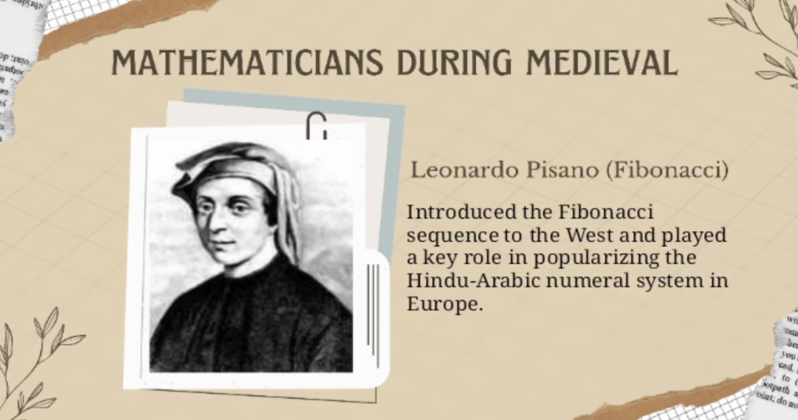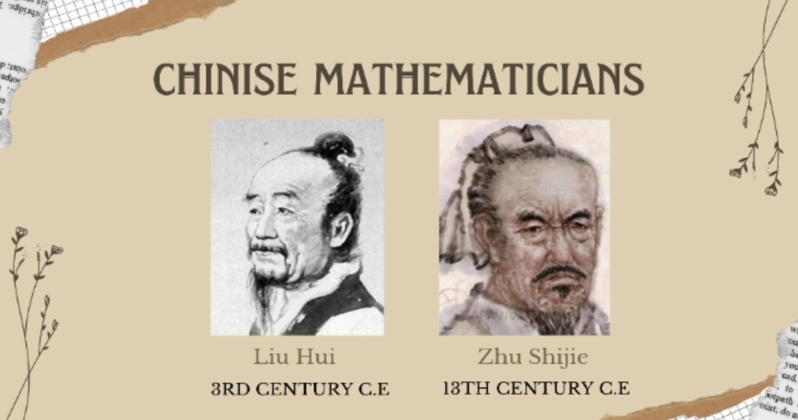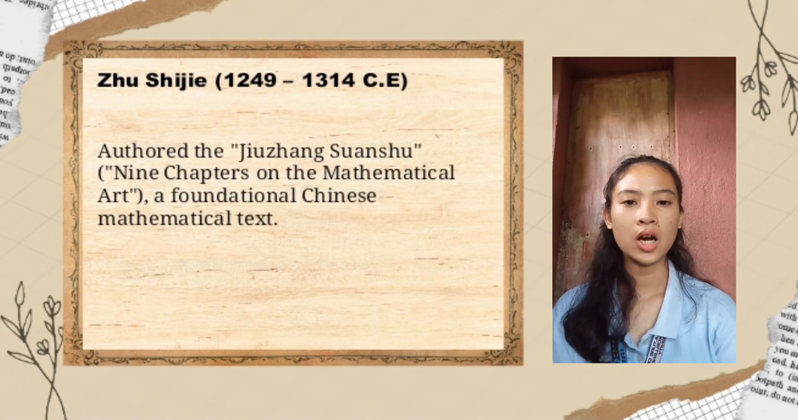A mathematician during medieval times, in 1170 Common Era, is Leonardo Pisano Fibonacci, who introduced the Fibonacci sequence to the West and played a key role in popularizing the Hindu-Arabic numeral system in Europe. Let's go back to Chinese mathematics around the 13th century Common Era. Qin Jiushao authored the Mathematical Treatise in Nine Sections, a foundational Chinese mathematical text.